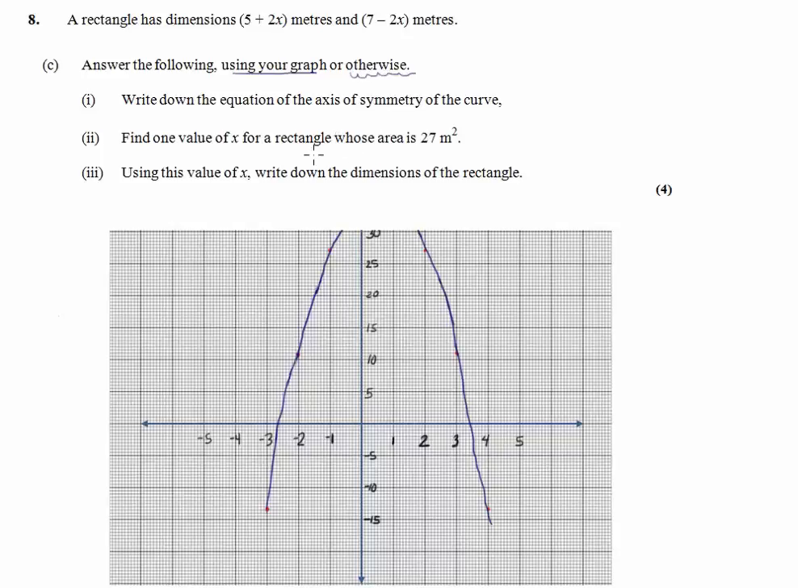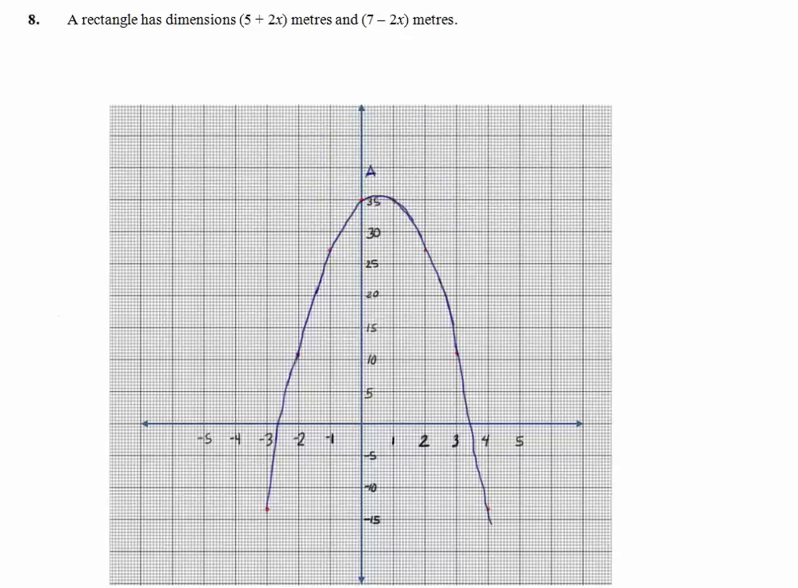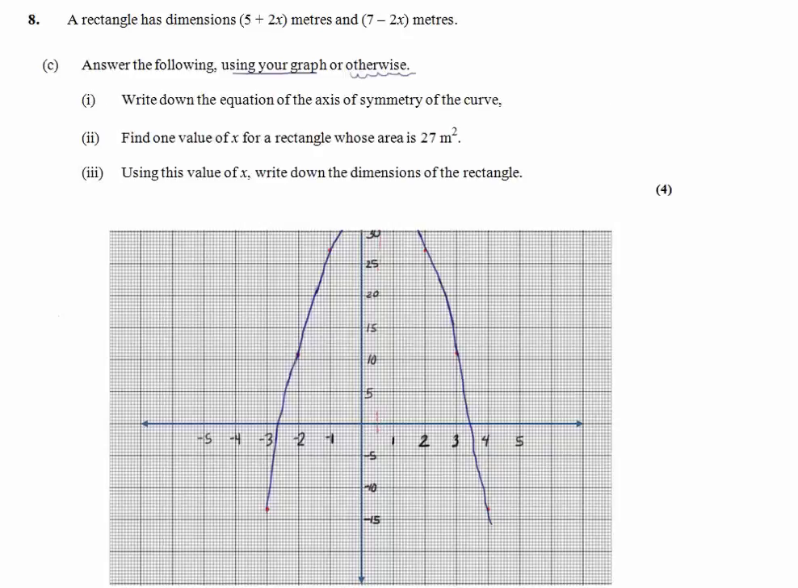We'll come back to this or otherwise idea. But using the graph, write down the equation for the axis of symmetry. I just pointed that out, that it's there at 0.5. That's one way of using my graph to determine that. Remember, it's an equation, so I need to have an equal sign in there, and it is x equals 0.5.